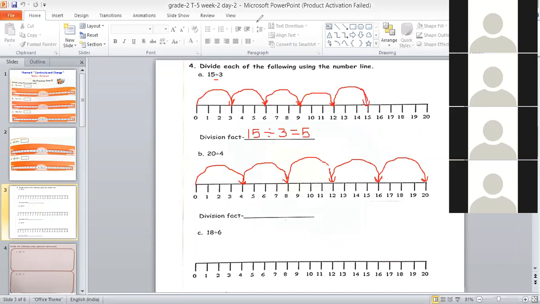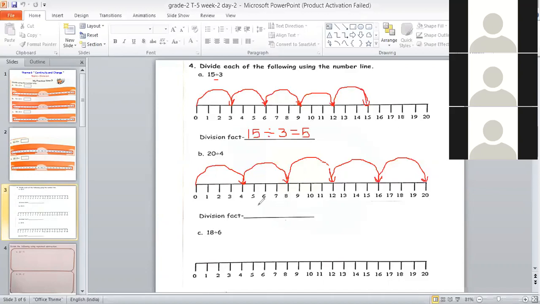Tanishka, you tell me how many steps we have taken to reach number 20 in question number 2. Count these red color lines. How many red curved lines are there? 1, 2, 3, 4, 5. 5, ma'am. Yes, so the answer is 5.